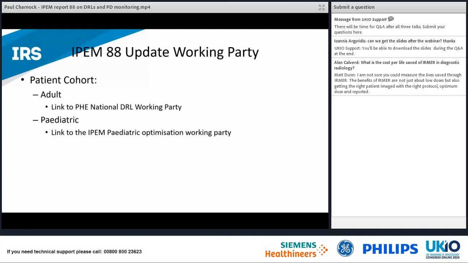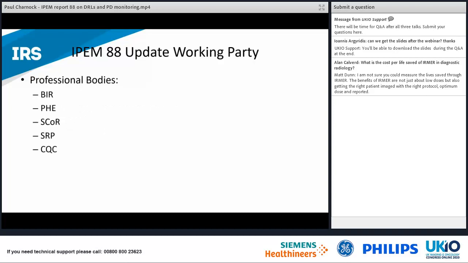And in terms of patient cohort, there are already a couple of other working parties for adult patient dose audits. We've got the Public Health England National DRL Working Party, of which there's considerable overlap with our working party. But there's also the IPEM Paediatric Optimisation Working Party, and again we share a couple of members to ensure that any documentation that's produced is consistent.